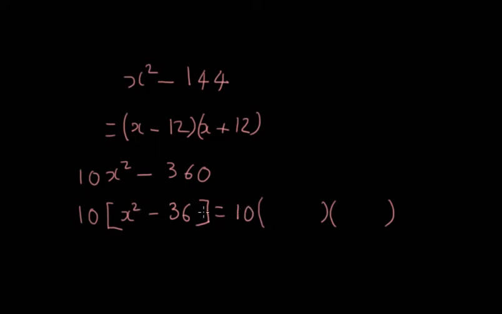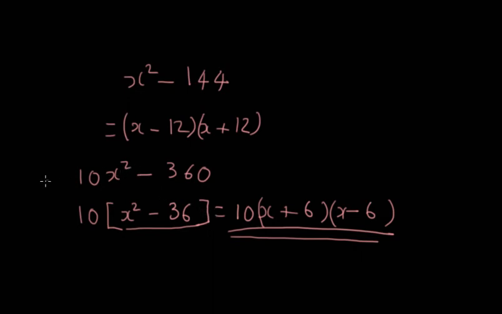So we're now going to look at this difference of two squares. So we have our x and our x, our plus term, our negative, and the square root of 36 is 6. So plus 6 minus 6, and we've factorised that.